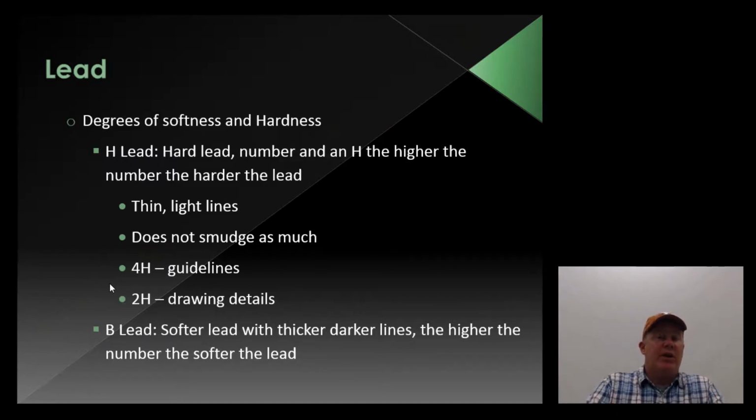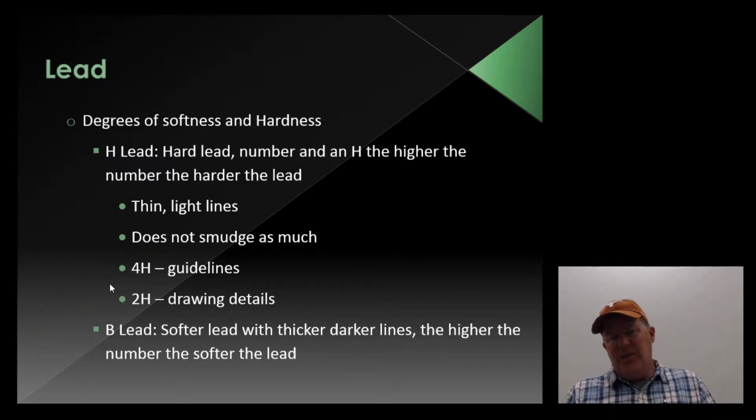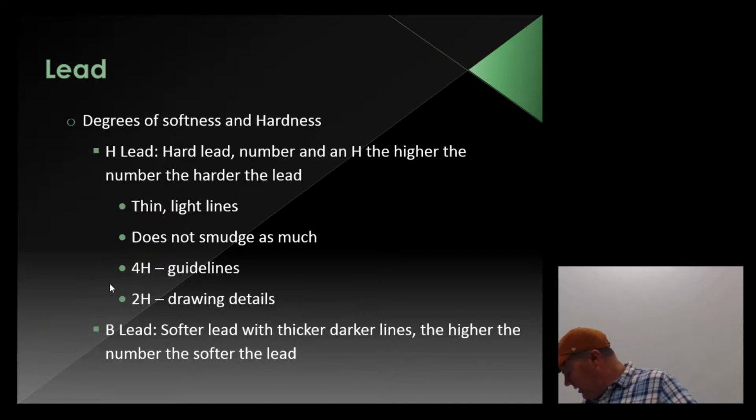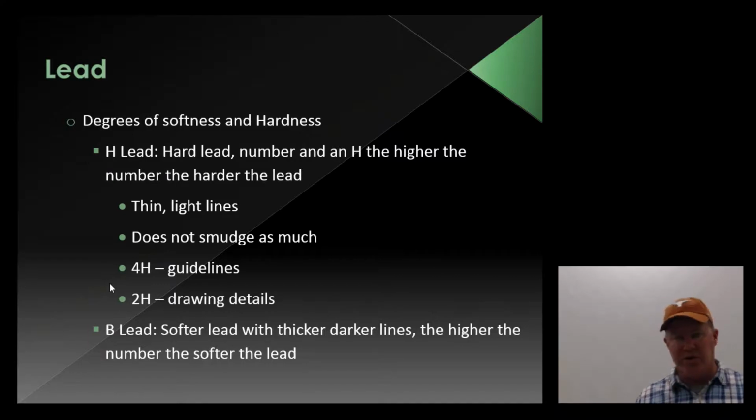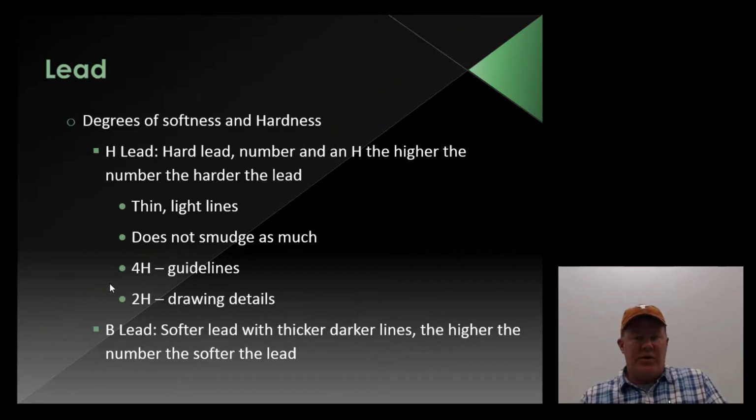4H we use as our guidelines. And I've also taught my students, which I don't have one here, but there is a non-photo pencil. So if you need some guidelines, the 4H shouldn't be picked up if you draw it light enough when you run it through a photocopy. But there is such a thing as a non-photocopy pencil that I use to draw my guidelines, and then I can trace over it with my Sharpie or Pentel pen. 2H is going to be used for drawing details.